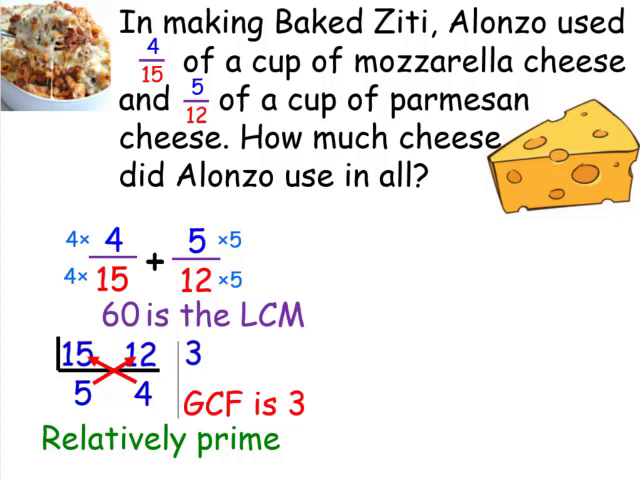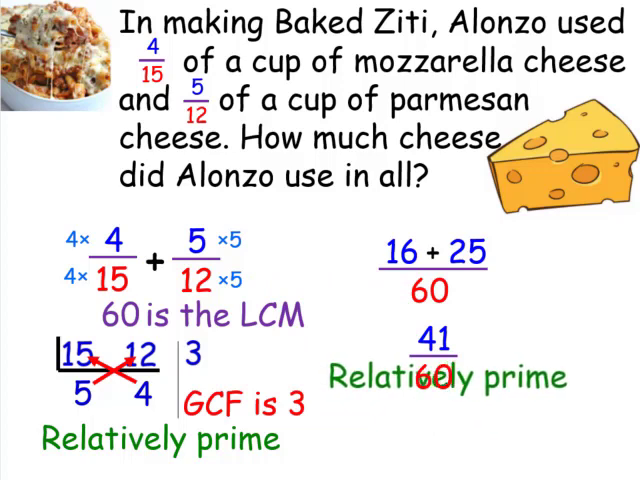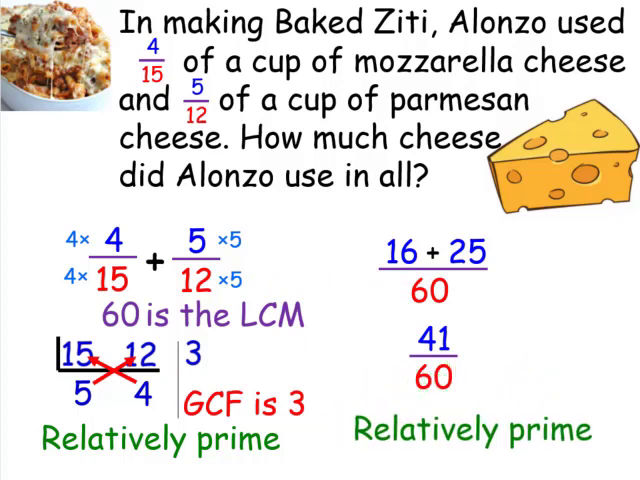4 times 4 is 16, plus 5 times 5, which is 25. 16 plus 25 is 41 over 60. We need to make sure 41 over 60 is in simplest form. Since 41 and 60 are relatively prime, we know that Alonzo used 41/60th of a cup of cheese to make the baked ziti.